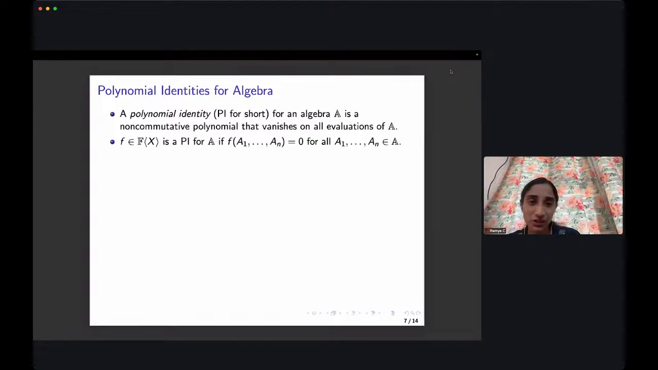So I want to talk about polynomial identities for algebras. So we saw several examples of algebras. Some of them are commutative, some non-commutative algebras. And we can talk about identities for this algebra. So you say a polynomial is an identity for an algebra if f vanishes.